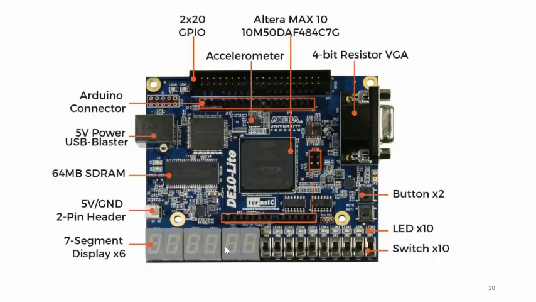I have 7-segment display. 6 of it, 1, 2, 3, 4, 5, 6, 7-segment display. I have here 10 switches. We are going to use them. And I have 10 light emitting diodes and 2 push buttons. 2 push buttons that we can use.